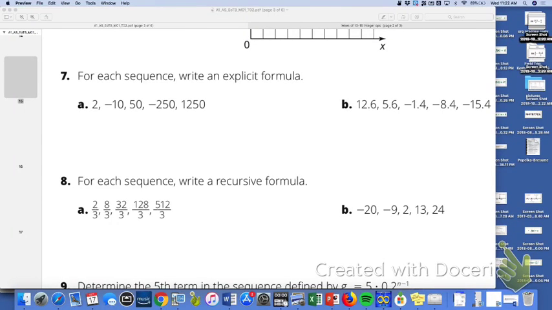Explicit sequence is the shortcut sequence. It's the one that makes sense. I believe when we left off yesterday, I had actually written the formula for those sequences, and we had decided that because we're multiplying by the same number over and over again, that's a geometric sequence because we're multiplying by -5 each time.